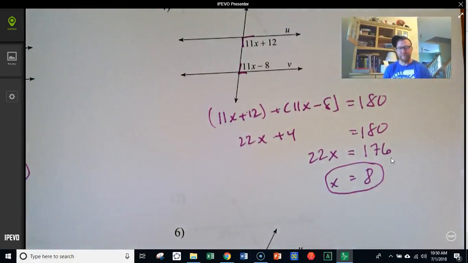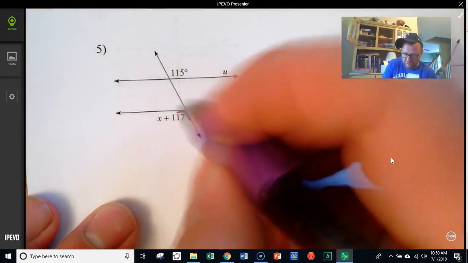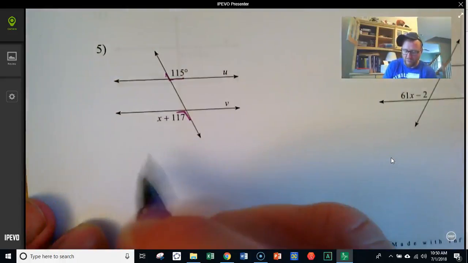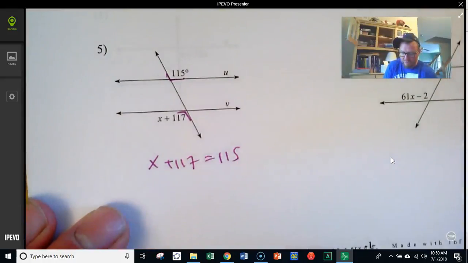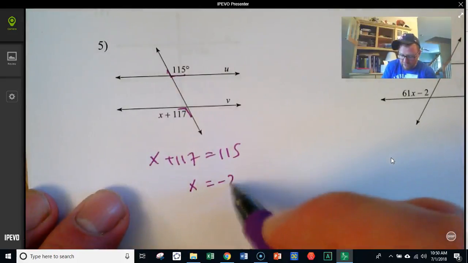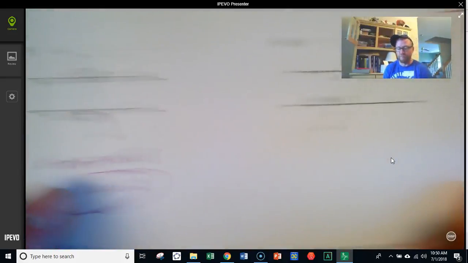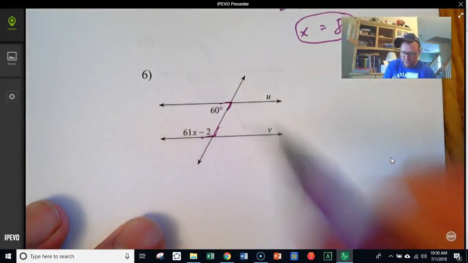Alright. Next up. These are alternate exterior angles. If they're congruent, then the lines will be parallel. So if x plus 117 equals 115, we'll set that up. Subtract 117 from each side. X equals -2.